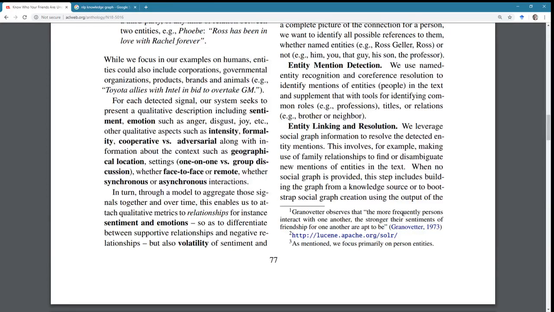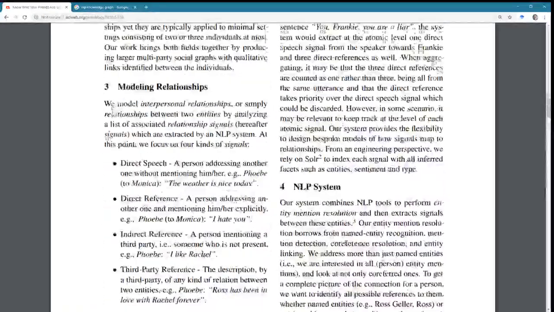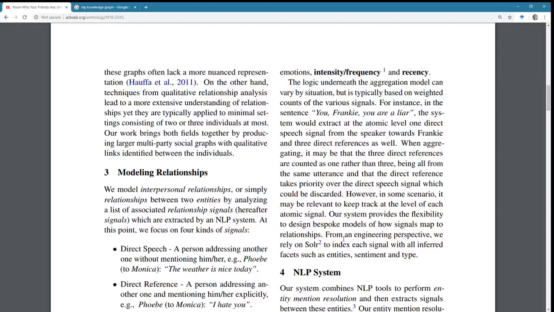Granovetter observes that the more frequently persons interact with one another, the stronger their sentiments of friendship for one another are apt to be. Granovetter, 1973. Okay, so there's a lot of different things that they are tracking to try and determine the state of these relationships at a static time, and they're also looking at change in the quality of the relationships over time. So first off, does this relationship exist? Second, what's it like? Third, how is it changing over time?